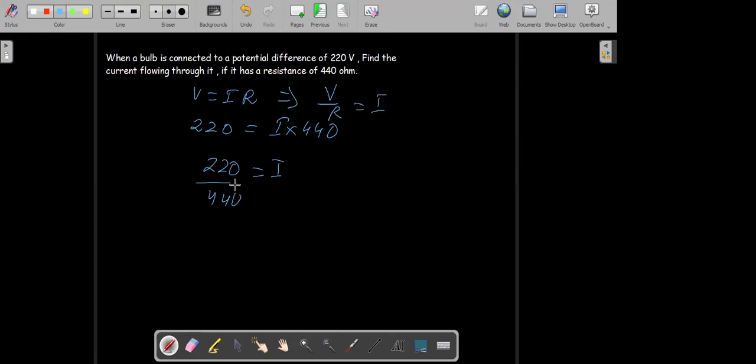So from the expression you can obtain V by R equals I. V is 220, R is 440. Divide this, you get current, and this is equal to 1 by 2. 1 by 2 means 0.5 ampere. Got it? So what is the current flowing through the bulb?